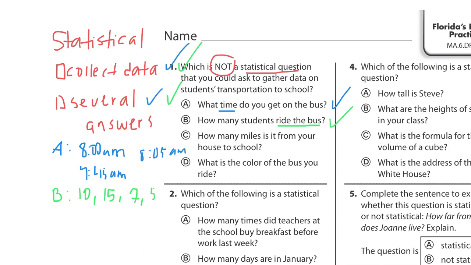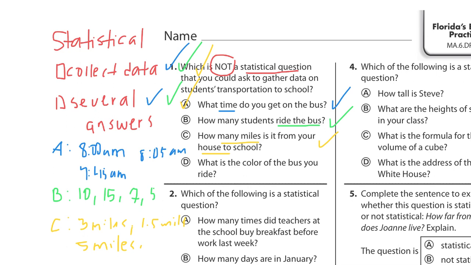Let's look at C. How many miles is it from your house to school? So you could be 3 miles. You could be 5 miles. You could be 1.5 miles. So this one has collect data and several answers. So this is a statistical question.